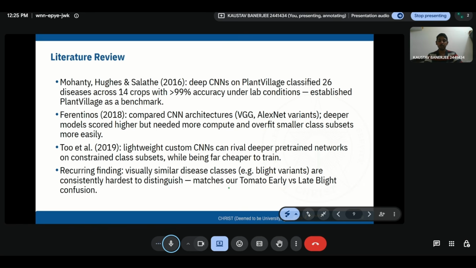Now we move on to the literature. Before developing the model, we reviewed existing work in plant disease classification. Earlier studies using PlantVillage demonstrated that CNNs can achieve strong performance on plant disease images. Research also explored deeper architectures and lightweight CNN approaches. An important observation from previous work is that visually similar disease classes remain difficult to distinguish. This is relevant to our project because we observed a similar problem, particularly with tomato early blight and tomato late blight. So, the literature helped us understand both the potential of CNNs and the challenges involved in this type of classification.